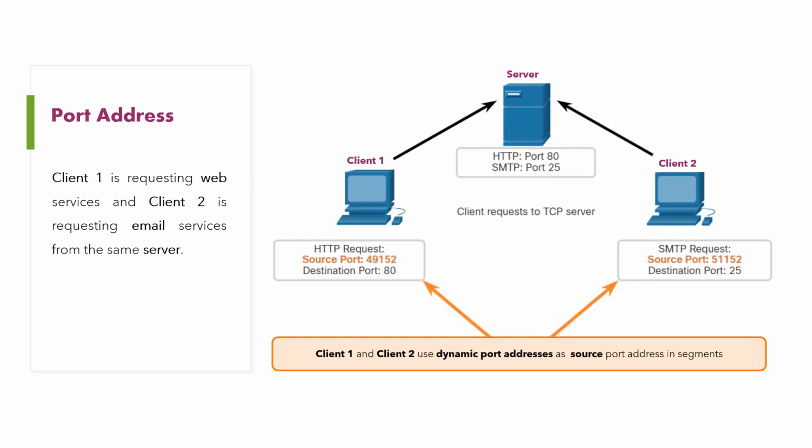Both client 1 and client 2 use random source port addresses in their requests from the server. Client 1 would use port number 49152 as the source port address, and client 2 uses 51152 as the source port address in the request.